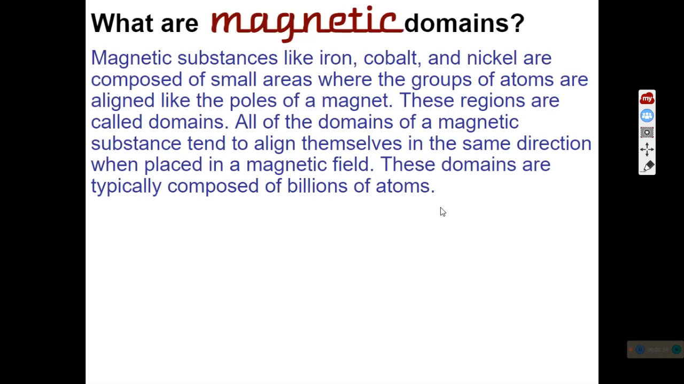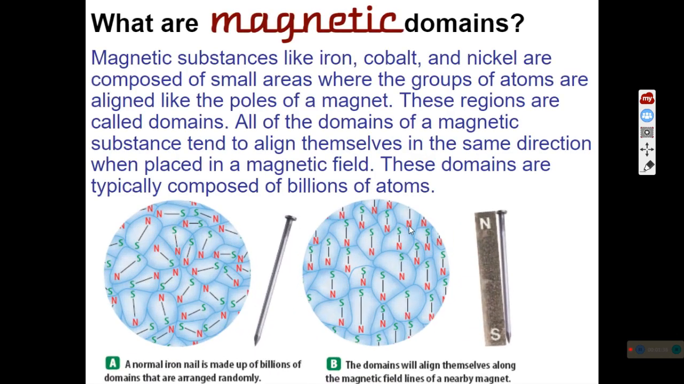And what are magnetic domains? Well, iron, cobalt, and nickel, they're all magnetic, and they have small areas where the groups of atoms are aligned at the poles. These regions, they call them domains, and all things that have a magnetic substance tend to align themselves in the same direction when they're placed in a magnetic field.